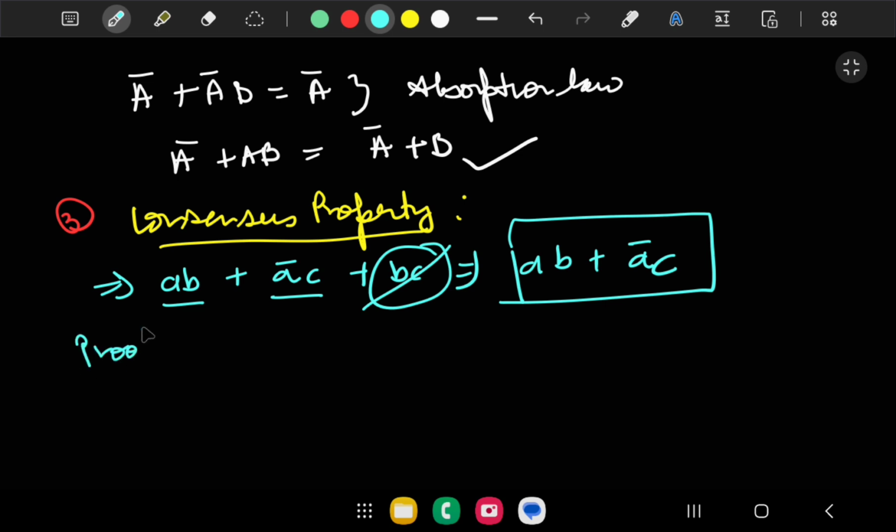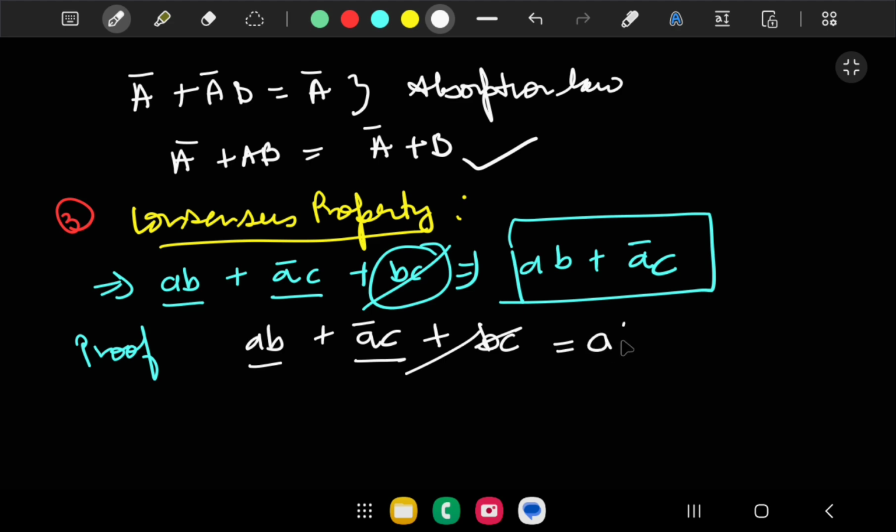The proof. With A you have B, with A bar you have C. It's like this: in the happy times of A you have B, in the sad times of A you have C, and there they are together. Then finally you can remove them. We don't need you, right? In sad times B is not there, but C is there. Something like that. So you'll get AB plus A bar C.